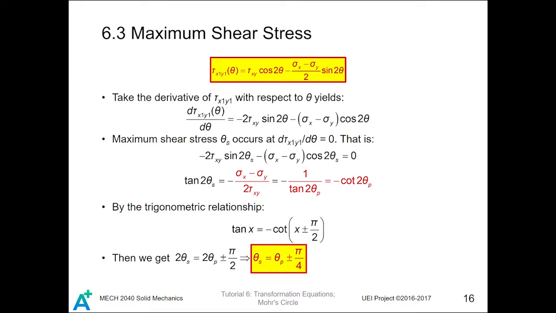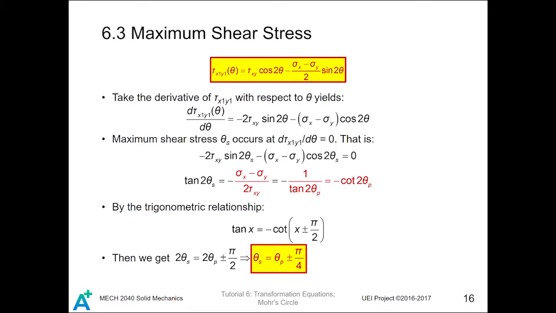Next, we talk about the maximum shear stress. So just now, we talked about the principal stresses and the principal planes, and the method how to find the principal plane as well as the principal stress. So now let's talk about how to find the maximum shear stress.